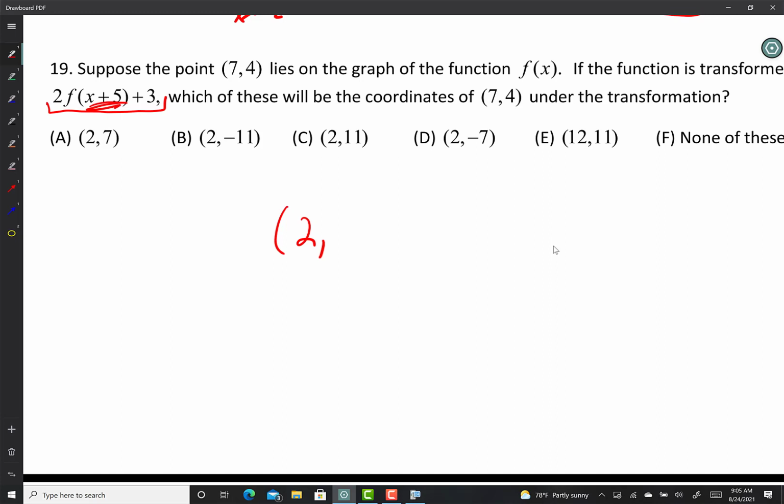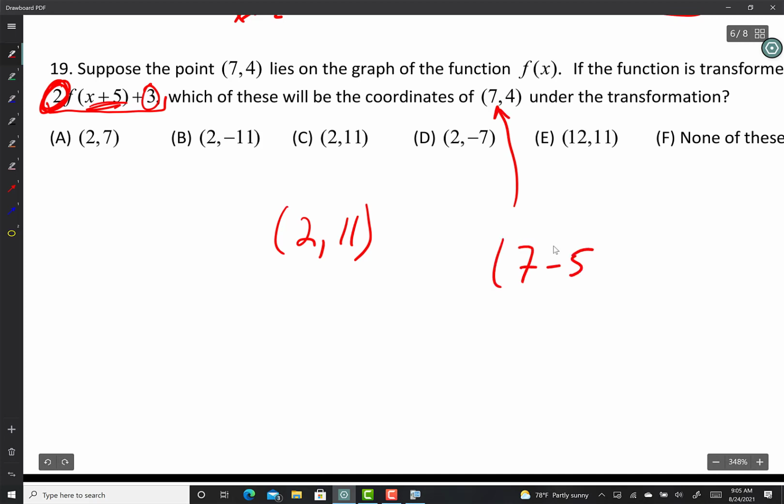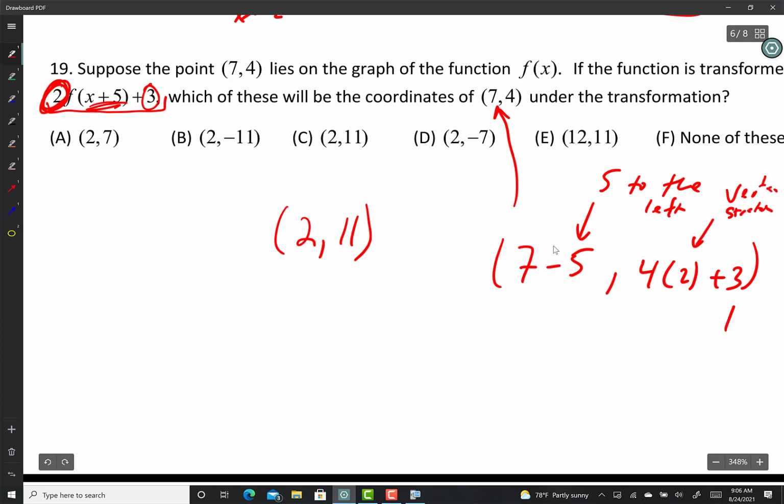And then I'm going to do a vertical stretch by what factor? 2. So that only affects the y value. So 4 times 2 is 8. And then I'm going to add 3. So 8 plus 3. There it is. So I'll go ahead and write it how we got it, guys. So what I did was 7 minus 5, comma, that's 5 to the left. And then we did 4 times 2 plus 3. So that 2 there is the vertical stretch. And that 3 is up 3. So there it is.